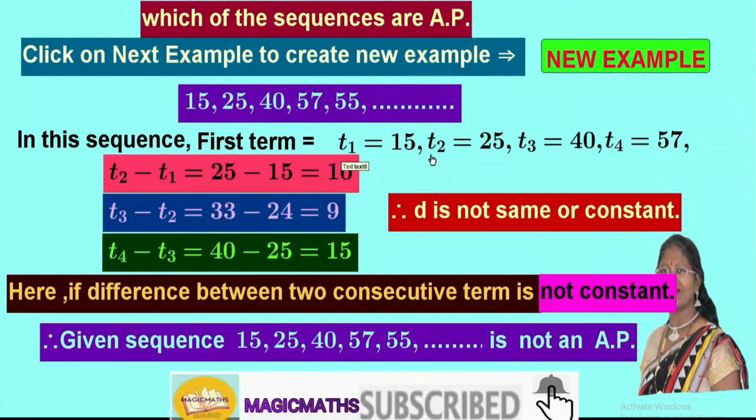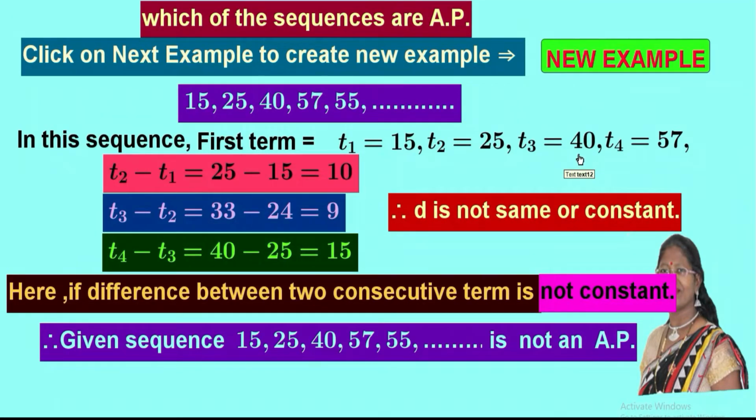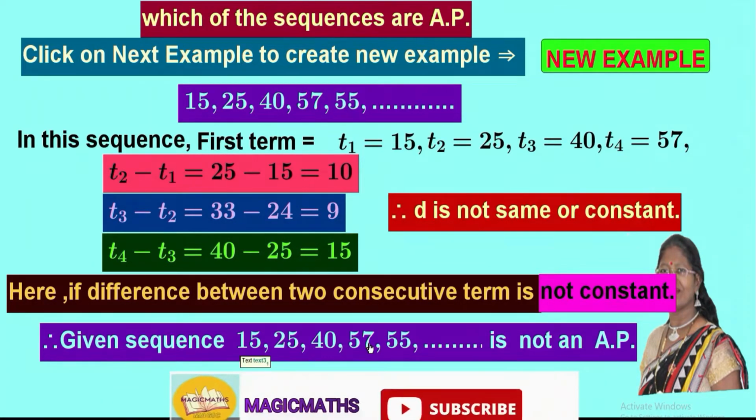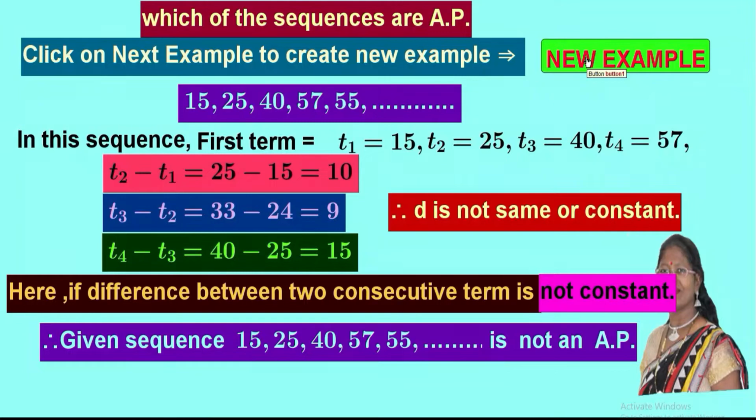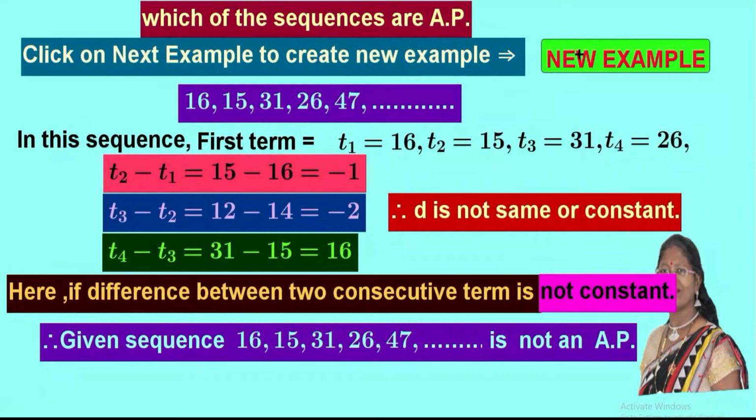First T1 is equal to 15, T2 is equal to 25, T3 is equal to 40 and T4 is equal to 57. T2 minus T1 is equal to 25 minus 15 is equal to 10, and T3 minus T2 is equal to 40 minus 25 is equal to 15. Therefore, D is not the same or constant. Here the difference between two consecutive terms is not constant, therefore the given sequence 15, 25, 40, 57, 55 is not an AP.